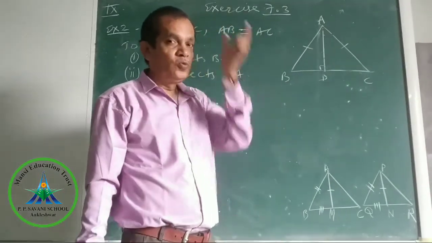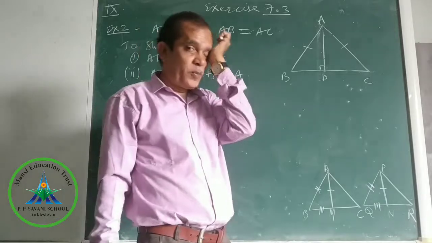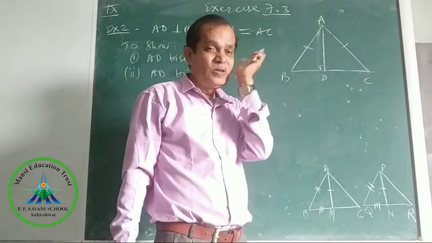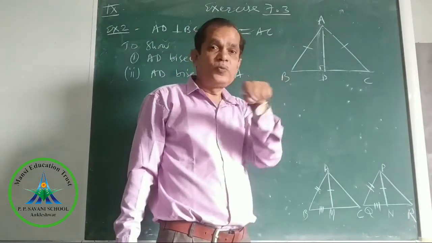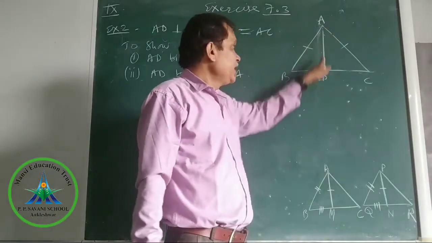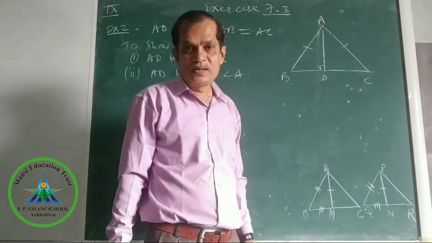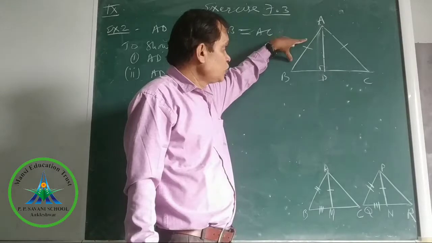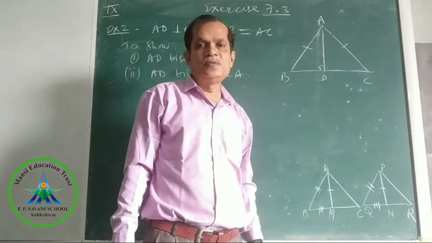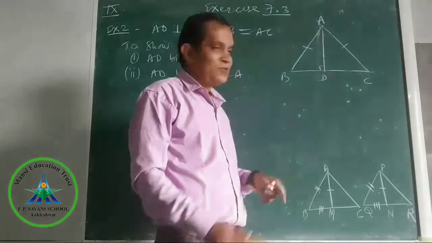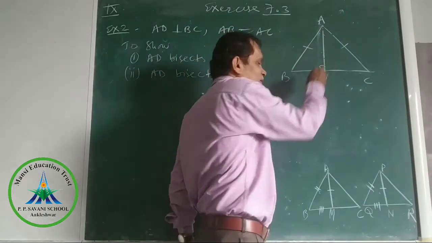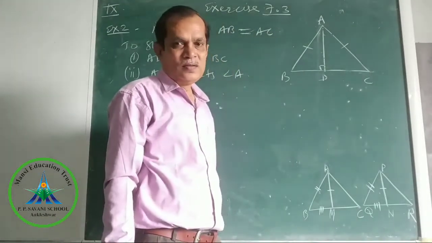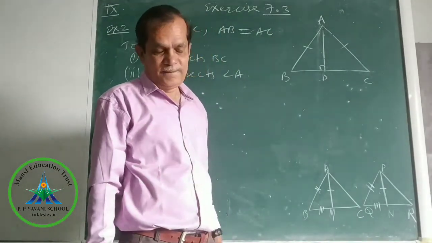They are asking us to prove it. That is a property, yes or no? But we cannot write it as a property. We have to prove it. AD is perpendicular, so AB is hypotenuse. So angle ADB is 90 degrees. Then which rule is visible?